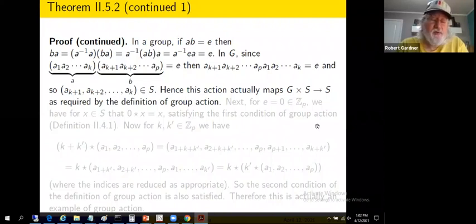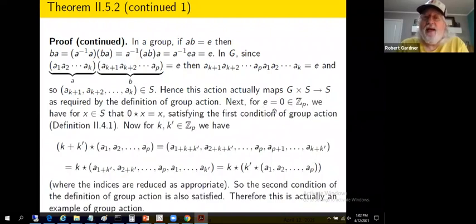Does this action satisfy the two necessary properties related to the identity and the interaction of group action with the binary operation? Well, if you take the identity of Z sub P, that's just 0 bar. If 0 acts on a p-tuple, then it doesn't change anything. You simply get the p-tuple back. It cuts nothing off and shifts it to the right, so that results in the same p-tuple. So we've got this type of behavior for all x in set S. So we're good on that part.